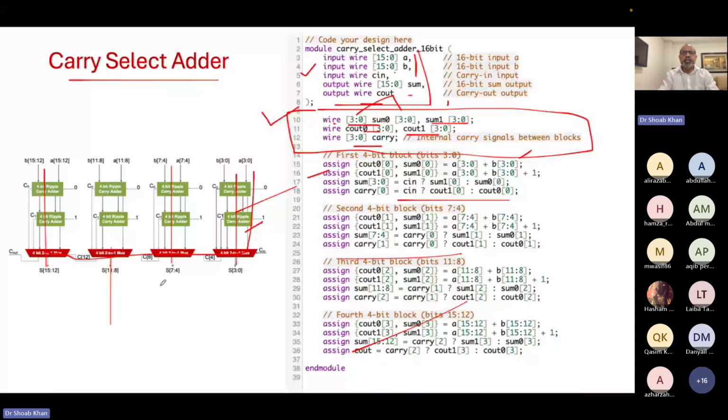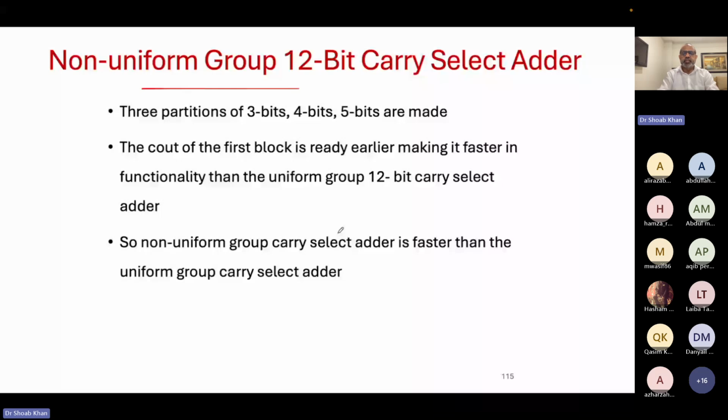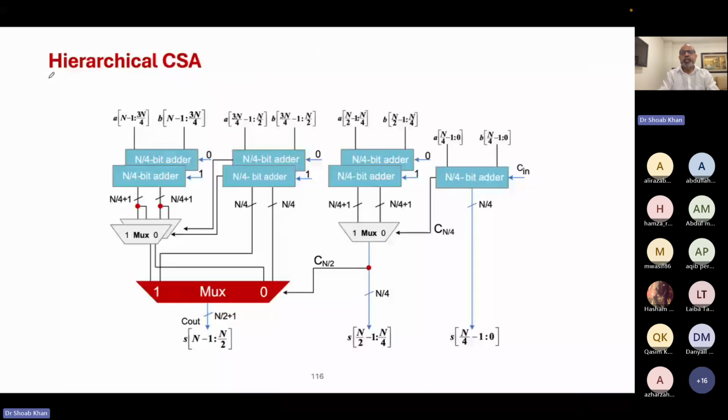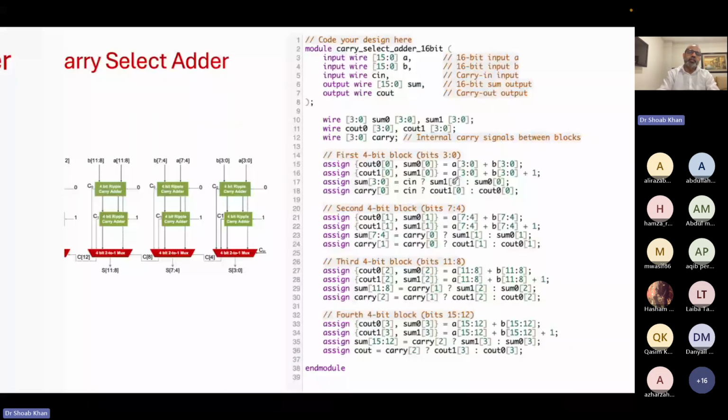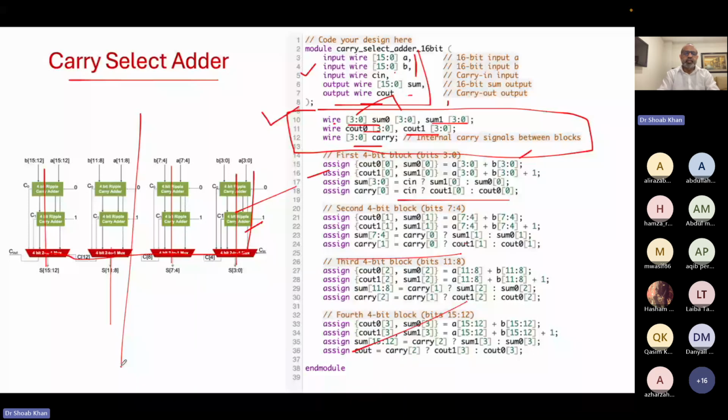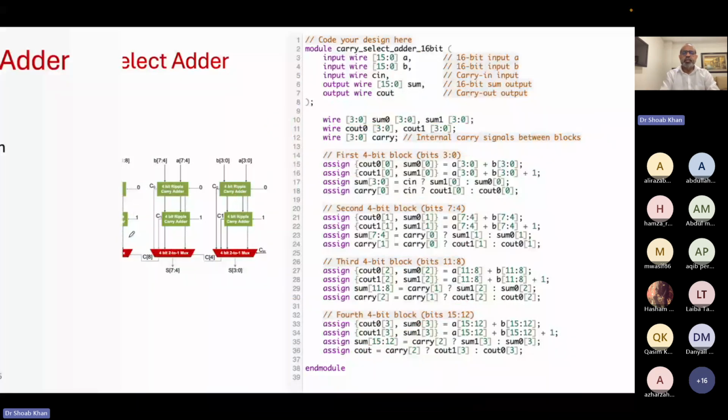So people have been experimenting, having first section 3-bit, then 4-bit, then 5-bit, something like this. And then people are also trying to do a hierarchical, like instead of just waiting, further dividing it into two parts, resolving this, and then once you have carry from this, then you pass it to the other stage. So hierarchical means that you convert it into hierarchical.